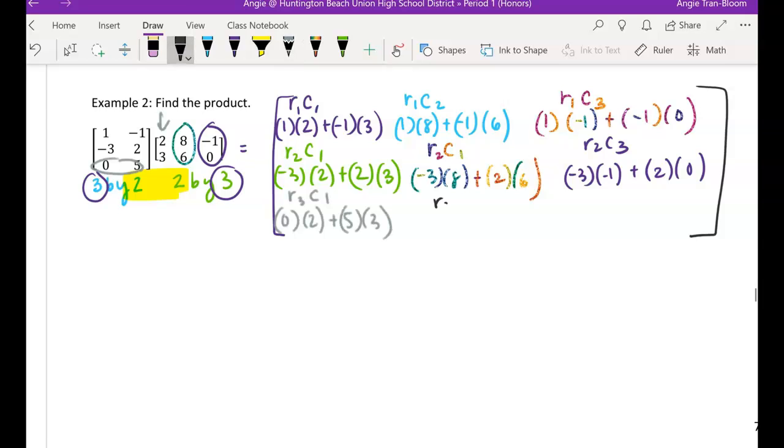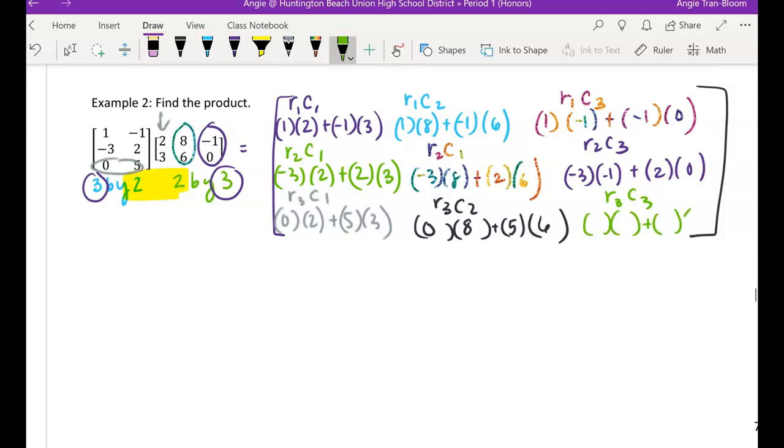And next is going to be row 3, column 2. Okay? Row 3 again is 0 times column 2, so that's 8 plus 5 times 6. And we have one more. Let's use green. Row 3, column 3. So row 3 is going to be 0 times negative 1 plus 5 times 0. Okay, let's do the basic math, add it all up.